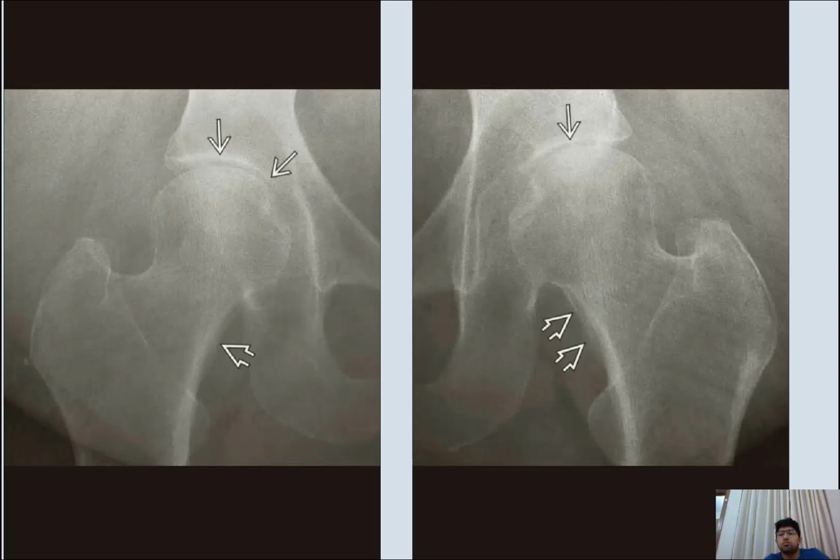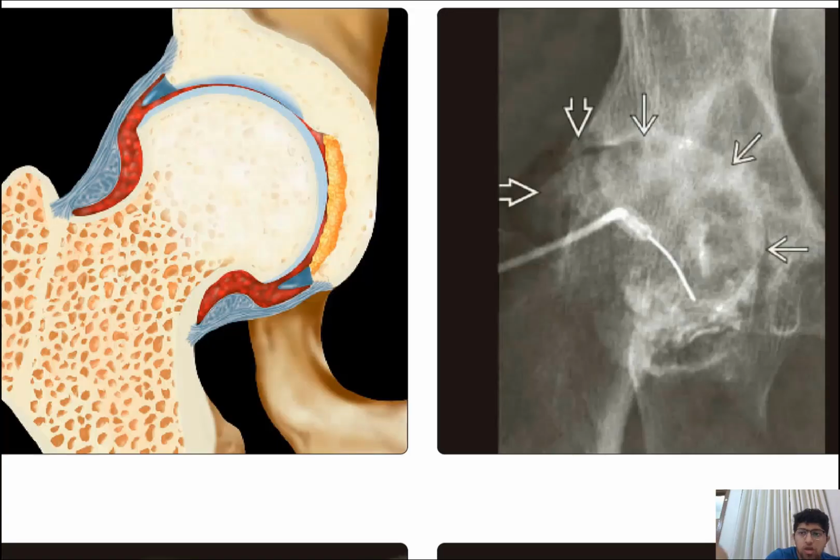The other place where we see insufficiency fracture is in patients who are on bisphosphonate therapy, in which we can see subtrochanteric fracture on the lateral aspect. Subtrochanteric fracture on the lateral aspect is usually seen in bisphosphonate therapy. Fractures in the femoral neck, the medial aspect, are commonly seen in case of rheumatoid arthritis of the hip.